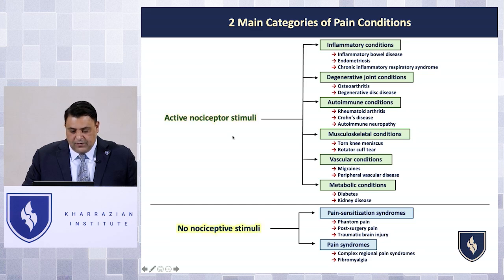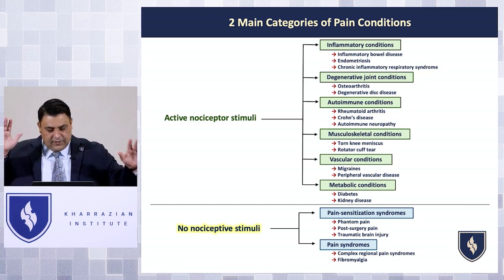And then you have pain syndromes that there's no nociceptive stimuli. So this is where you have the pain sensitization syndromes, phantom pain, post-surgery pain, brain injury where they have pain all over their body now. Then pain syndromes like complex regional pain syndromes or fibromyalgia, or just general chronic pain where the injury is no longer there. Those are non-nociceptive stimuli. So those are the two main categories of pain.